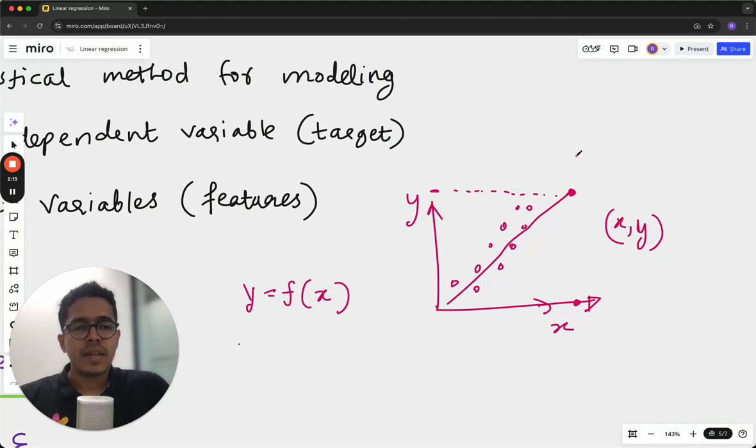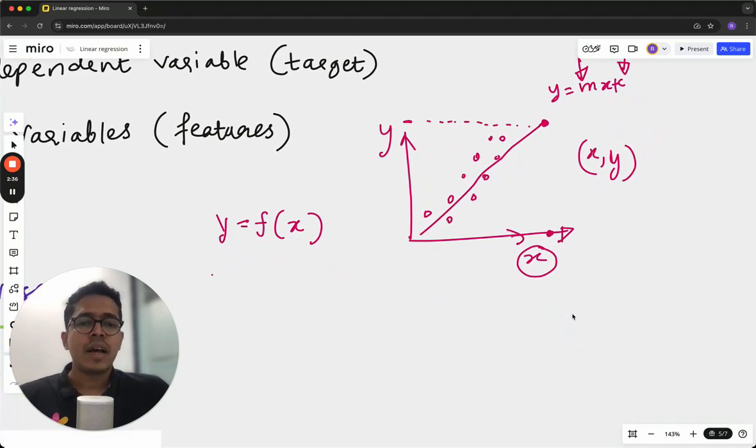And it's obviously y equal to mx plus c. But here, what is the learning process? The learning process is figuring out what should be the m, slope, and what should be the c, intercept. There is one more thing that you should keep in your mind. Often in real life data, you probably won't have just one variable. You will have multiple variables.